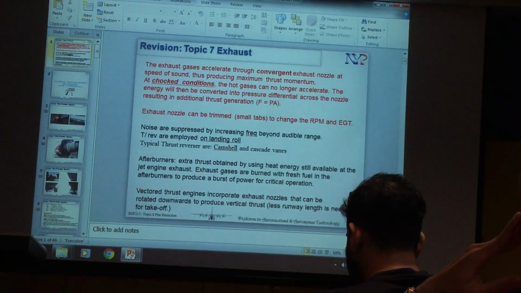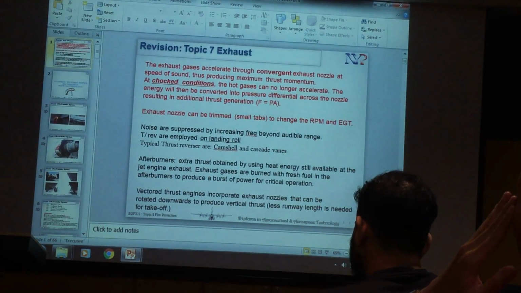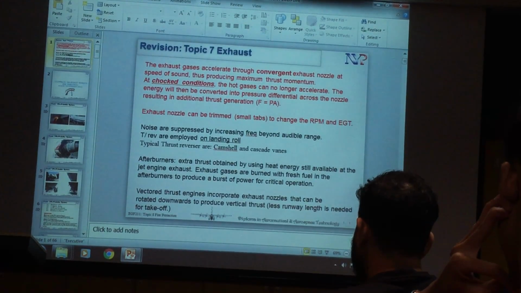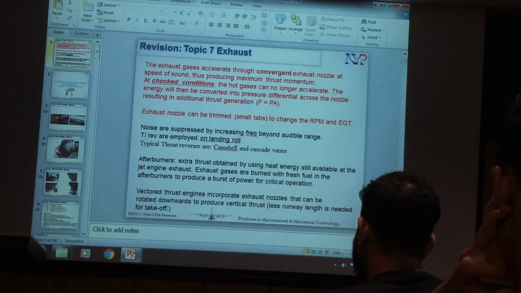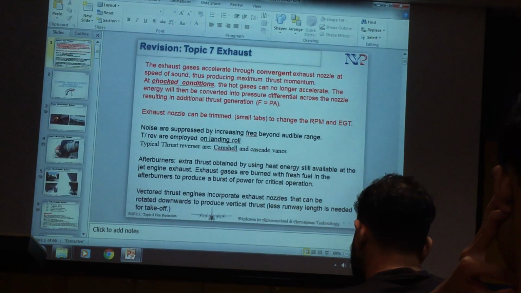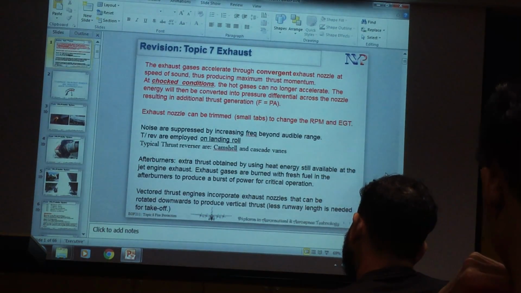For commercial aircraft, the subsonic aircraft, the exhaust nozzle is usually fixed. It doesn't get much benefit, so they fix it. But for military aircraft, because the range is wider, you need to change this nozzle area to give you a proper choke condition. That's why they change the area. But changing area, what are the side effects? You change the nozzle area to give you the choke condition, but there are side effects.